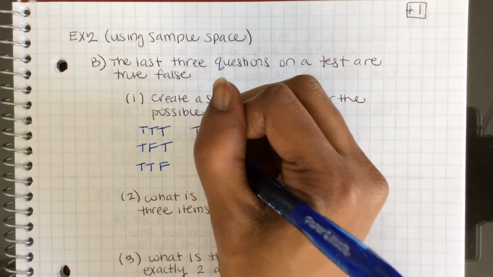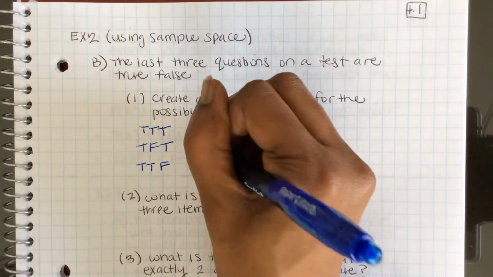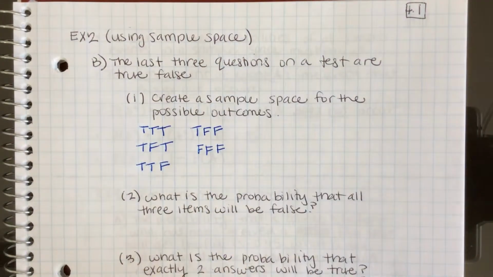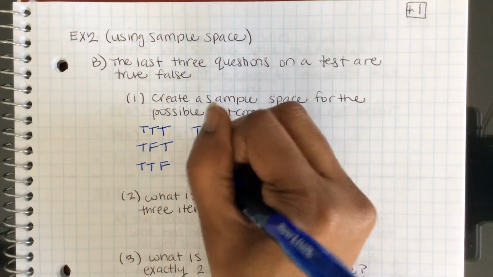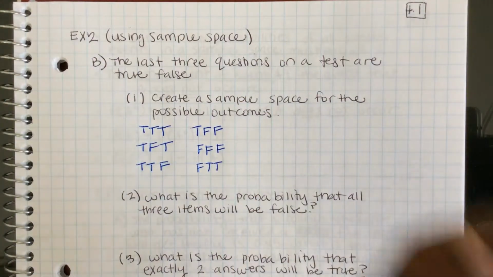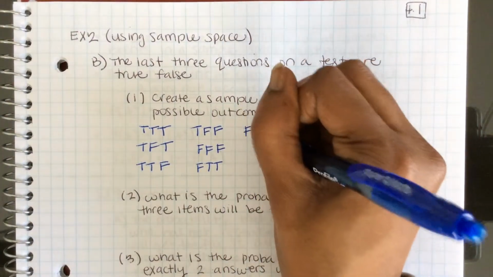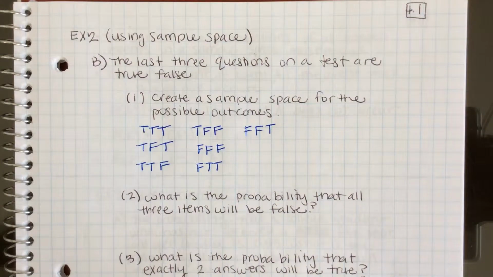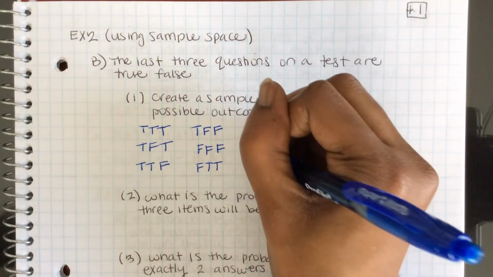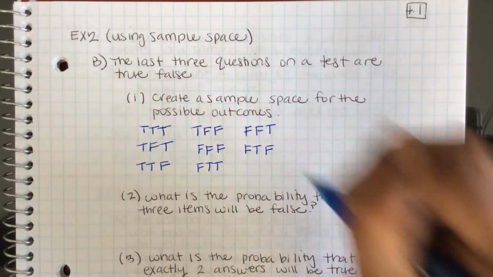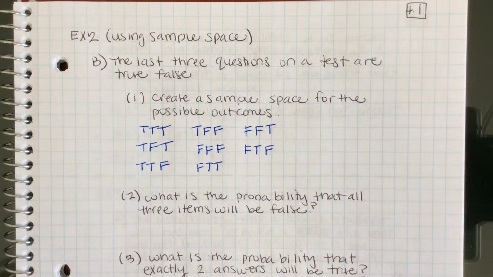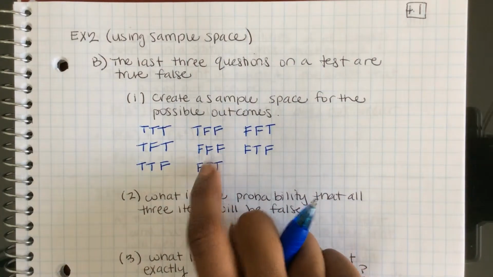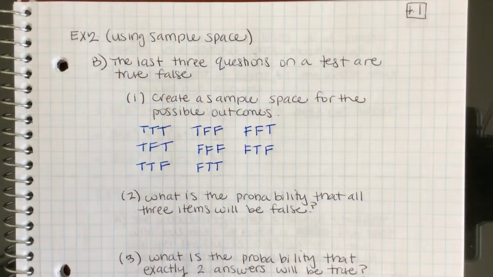Okay, so what if my first one's false? It could be false, false, false. It could be false, true, true. It could be false, false, true. Or it could be false, true, false. All right, so I think I've done all options for when my first one is false.